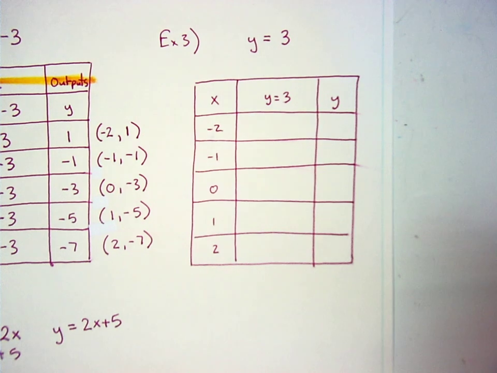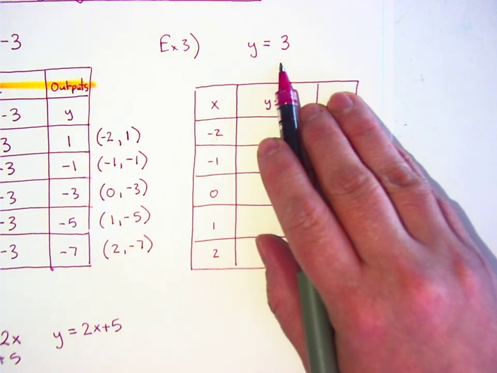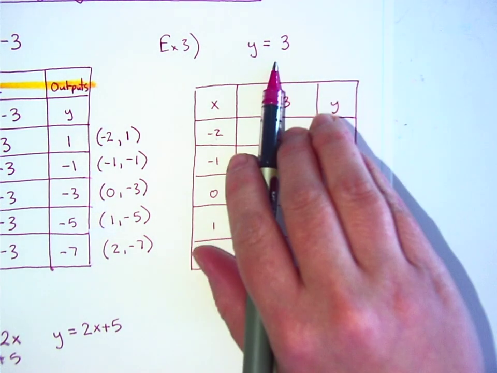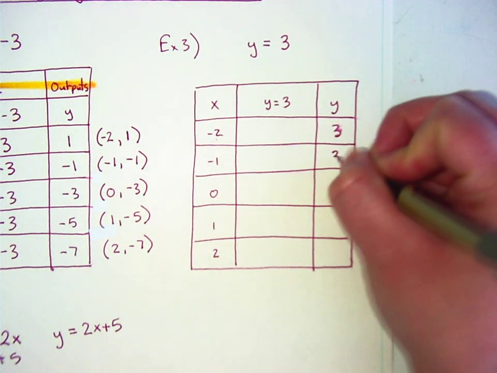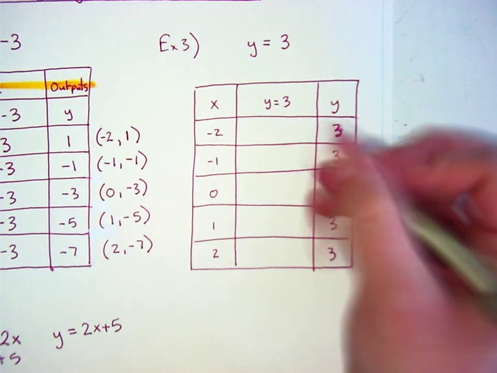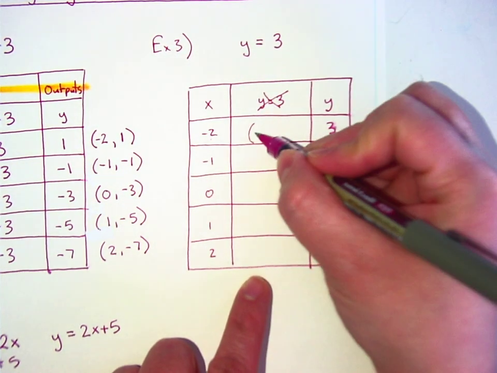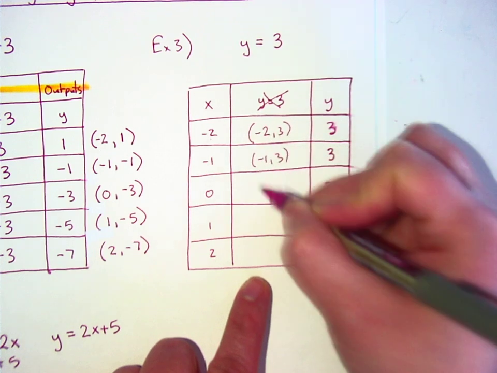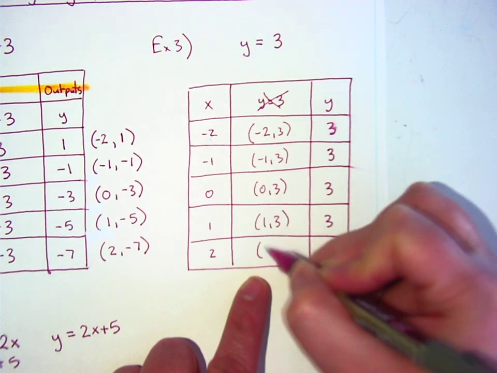Okay, so if I input negative 2 into this equation, what do I get? 3. Do you guys see how there is no x up here? That means just y is always 3. So what if I input negative 1? 3. And if I input 0? 3. And 1? 3. And 2. Okay, so I'm actually not going to use this column for work. I'm going to use this column for just writing down my points. That was negative 2, 3, negative 1, 3, 0, 3, 1, 3, and 2, 3.